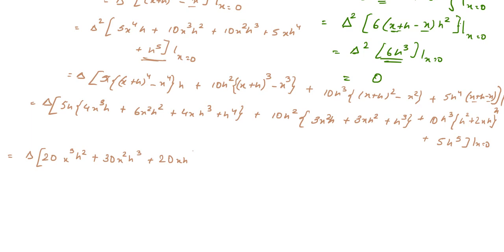20x h to the power 4 plus 5h multiplied by h to the power 4, so 5h to the power 5 plus 30x square h cube plus 30x h to the power 4 plus 10h to the power 2 into 3 is 5, 2 plus 3 is 5 plus 10h to the power 5 plus 20x h to the power 4 plus 10h to the power 5 plus 5h to the power 5.